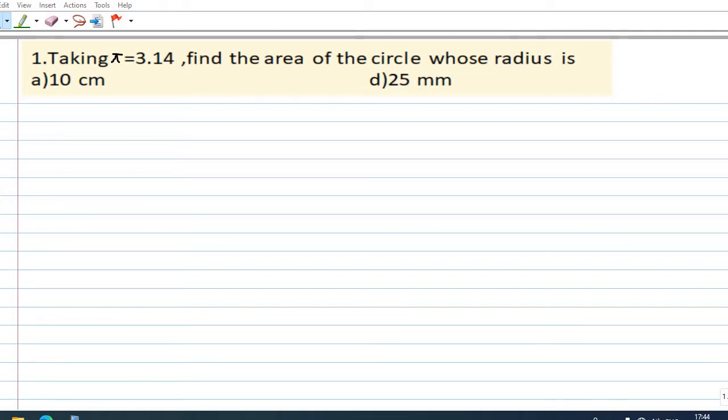Listen. See, this is a circle. They have given the radius. I am going to find out the area. So these areas I am going to find out with the radius that they have given. Got it? Now listen. The first step, write the area of a circle formula.